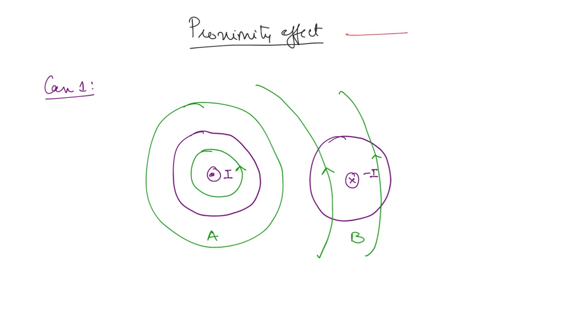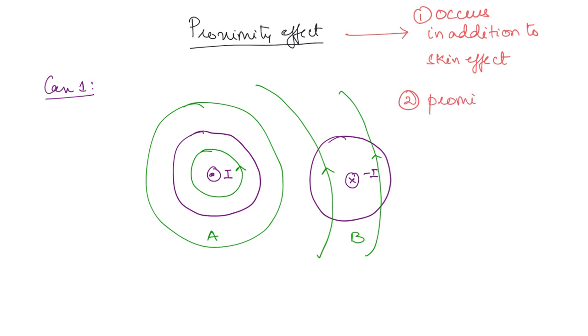And one thing that you have to know here is the proximity effect will occur only in addition to skin effect. If there is no skin effect, then proximity effect is going to be very negligible. So this is one point, it occurs in addition to skin effect. And the second point is it is more prominent for conductors which are placed closer to each other. So you can write down, this is the case where conductors carry currents in opposite direction.